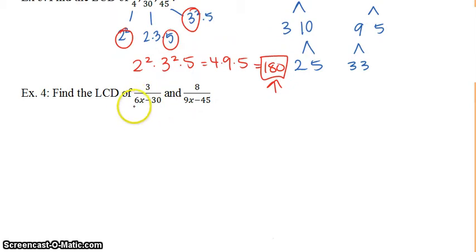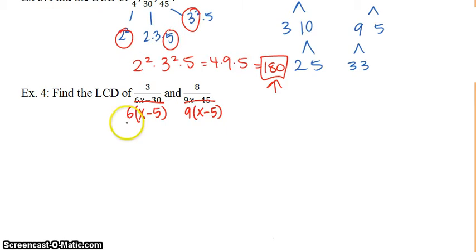Alrighty, again, first thing, I need to factor this. So I'm going to change this. I'm going to factor out a 6, because that is the GCF down there. And that leaves me with x minus 5. So I'm just going to cross that out, because instead of that, I have my factored form. This one, I can factor out a 9, and I'm left with x minus 5. And so I'm going to cross that out.